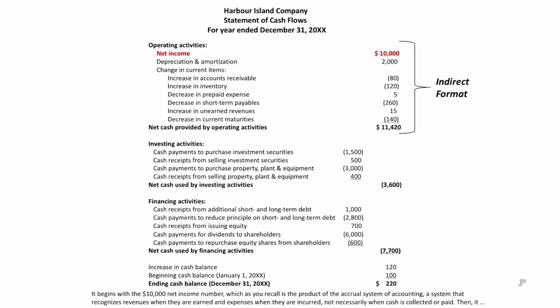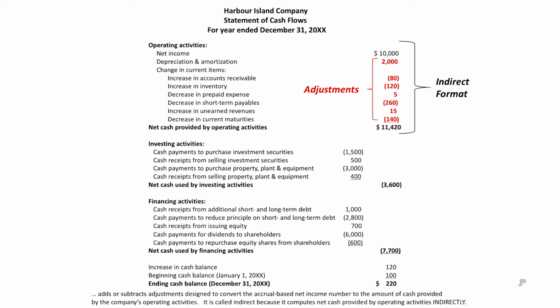It begins with the $10,000 net income number, which, as you recall, is the product of the accrual system of accounting, a system that recognizes revenues when they are earned and expenses when they are incurred, not necessarily when cash is collected.